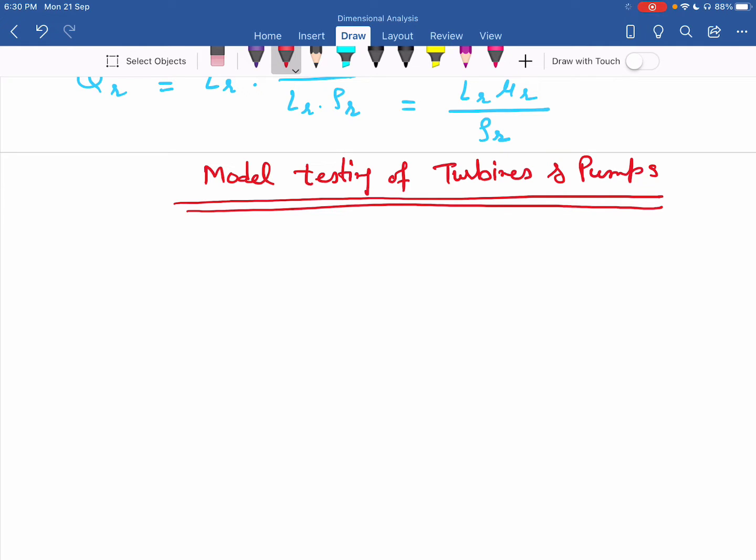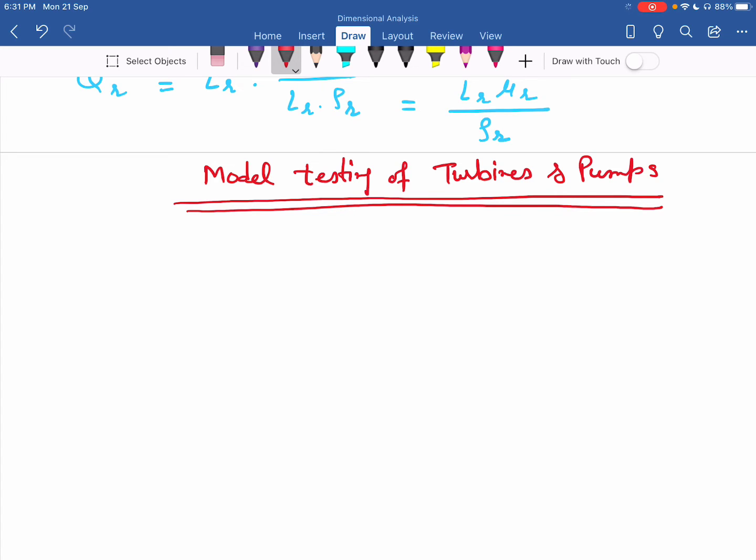Now, the design, shape, and the dimensions of the model can be altered if required without incurring huge expenditure. Similar to other machines, we again have a prototype and its model for turbines and pumps. In order to have a complete similarity between the model and the prototype, these two must fulfill the similarity conditions. Those similarity conditions are the geometric similarity, kinematic similarity, and the dynamic similarity.